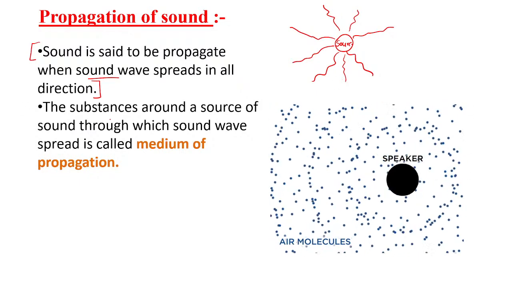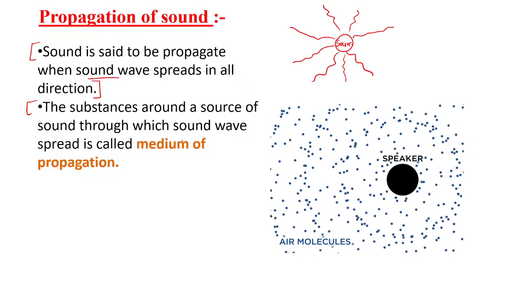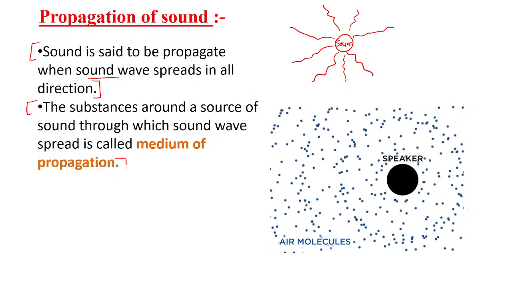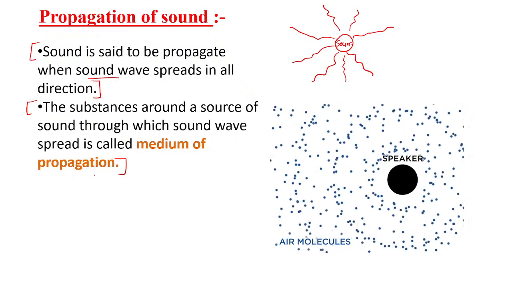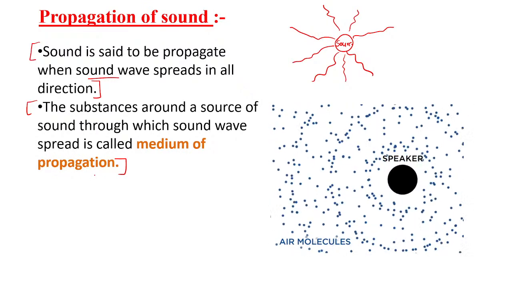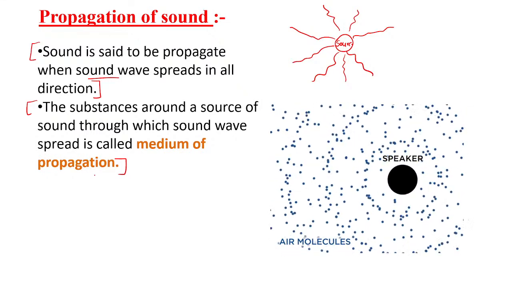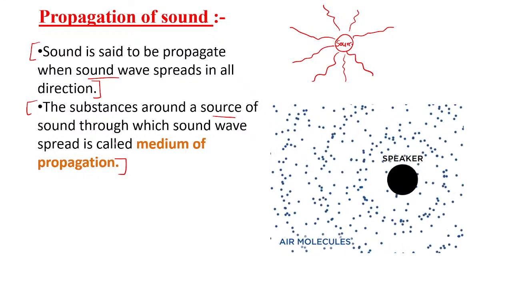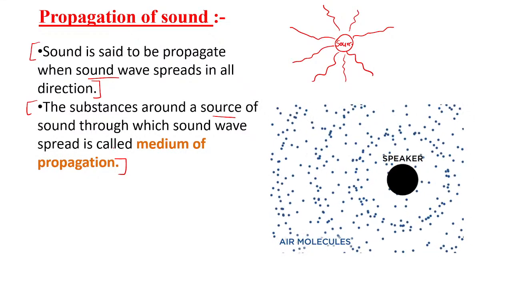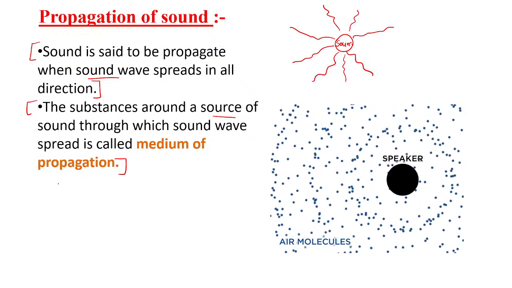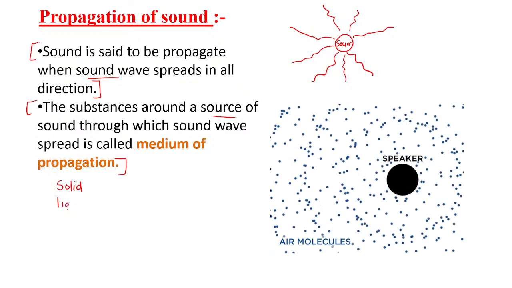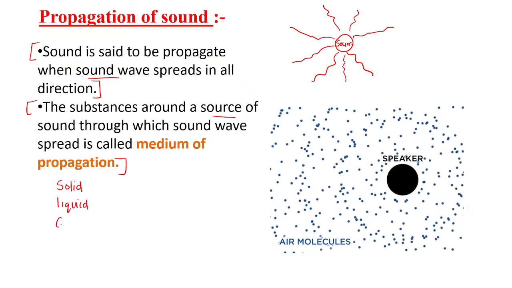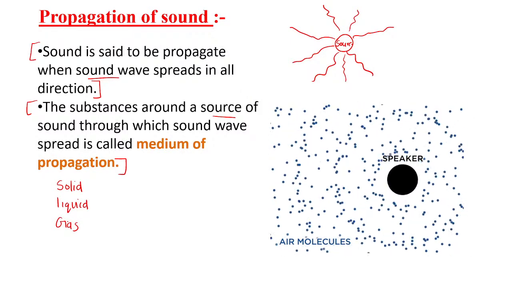The substance around the source of sound through which the sound wave spreads is called a medium. So how do you define a medium of propagation? You may get a question in the exam: define medium of propagation, or what is medium of propagation of sound? The substance around a source of sound that helps in spreading this sound wave is termed a medium. As I have told you, a medium can be a solid, a liquid, or a gas as well. So medium can be of three types.